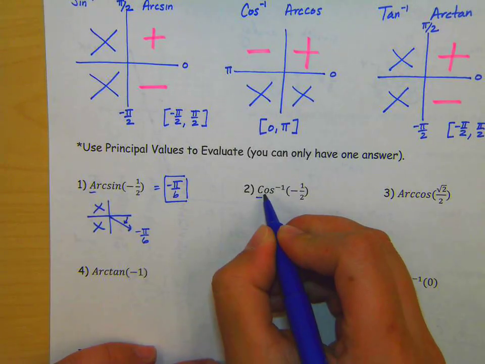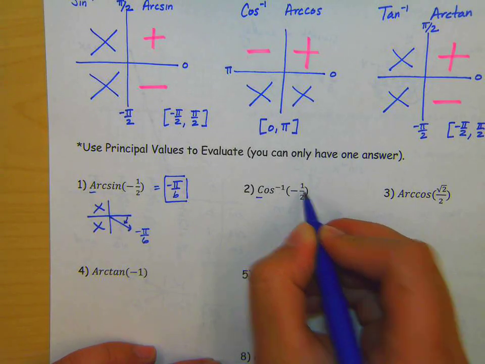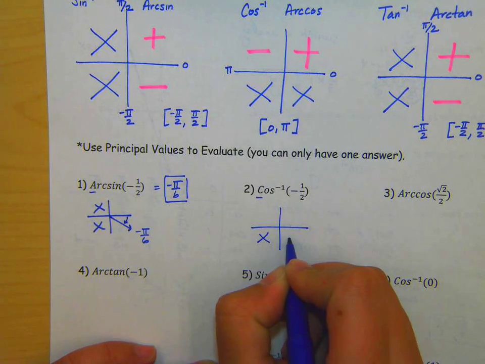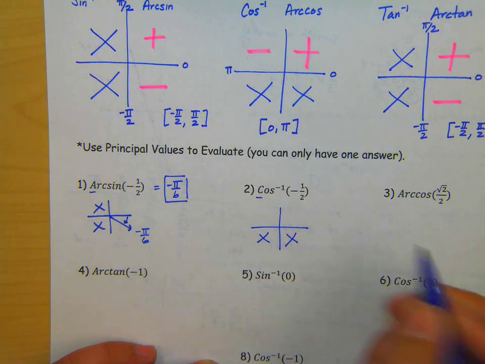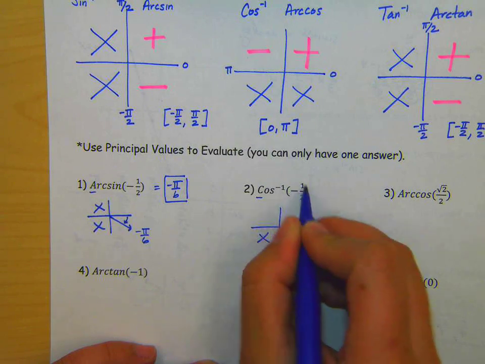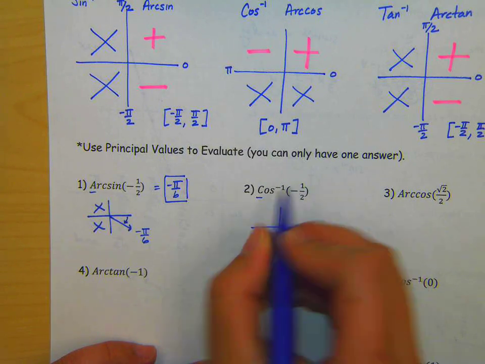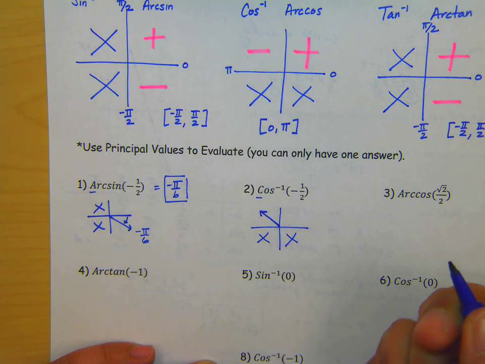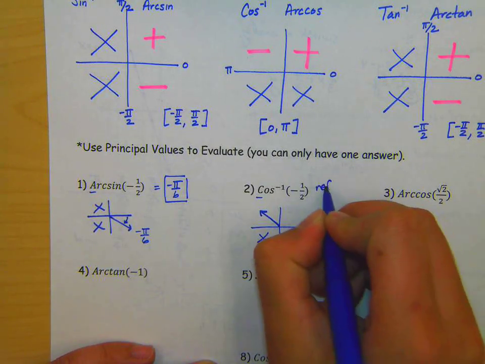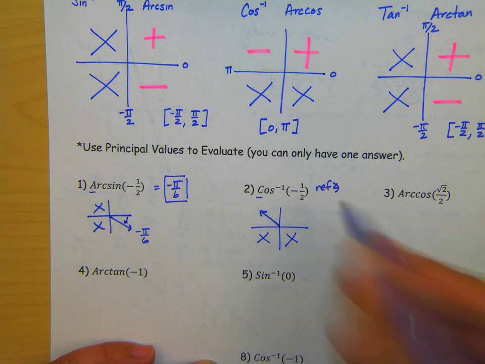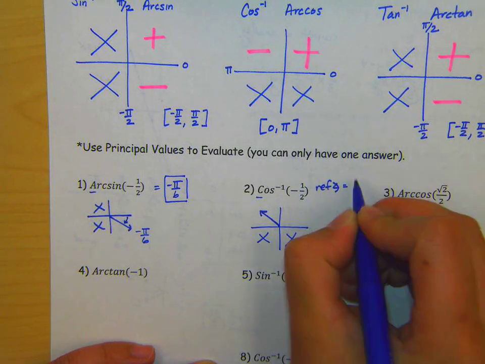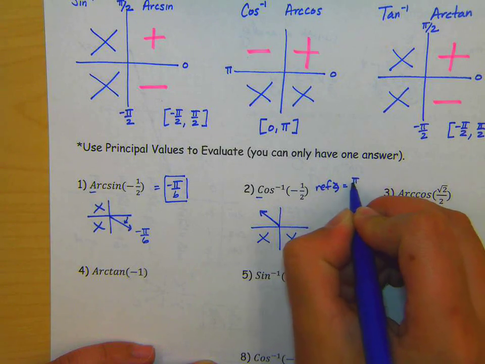Okay, now we have principal values for inverse cosine of negative 1/2. So let's go ahead and take a look. Automatically cross out quadrant 3 and 4. Since it's negative cosine, that means it's going to be in quadrant 2. I'm looking at my reference angle chart. Cosine of what angle would give me positive 1/2? That would be pi over 3.